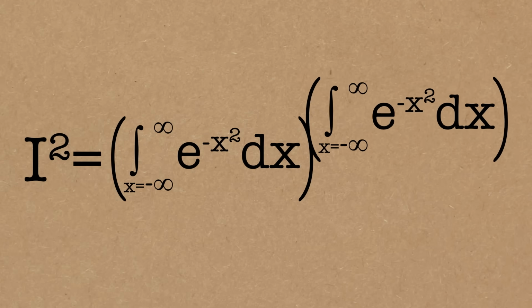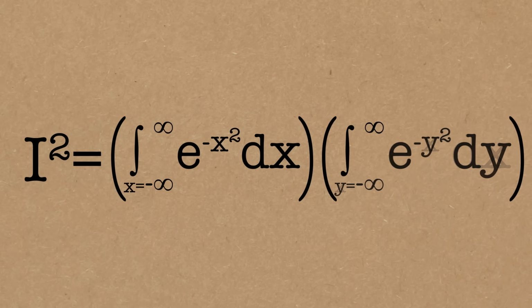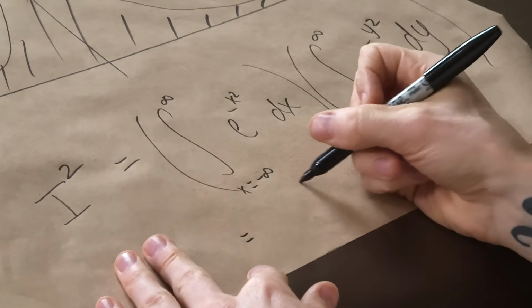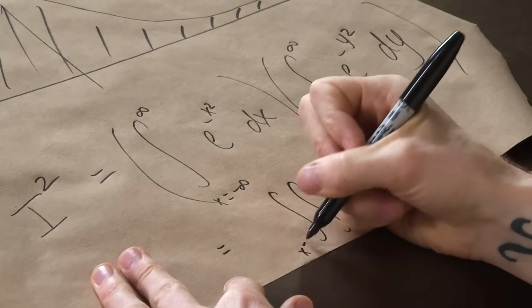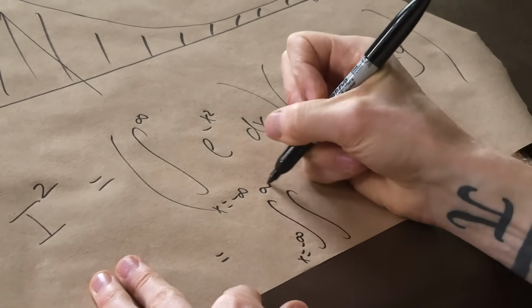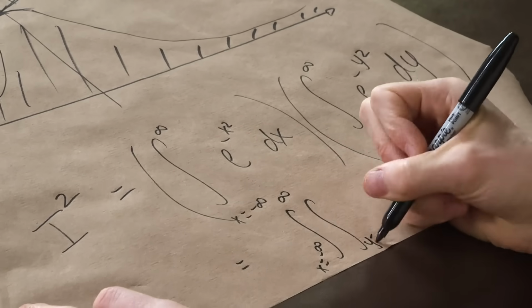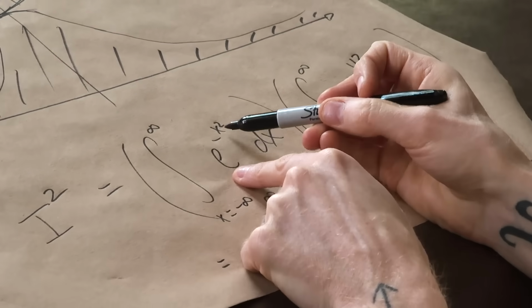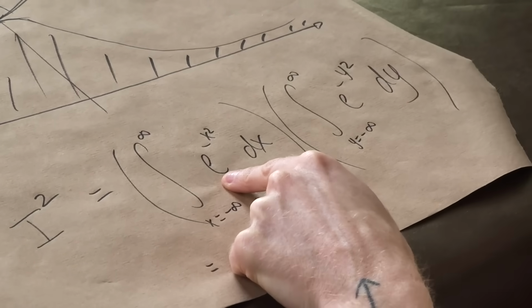But just to emphasize this is a different integral, I'm just going to relabel my variable as y. It doesn't matter. It's the same thing. This is a dummy variable, but I'm just going to call this y. So now I have a result for I squared, but I can actually combine that into a double integral. So x is going from minus infinity to infinity, y goes from minus infinity to infinity, and now I've got an e to the minus x squared times an e to the minus y squared.